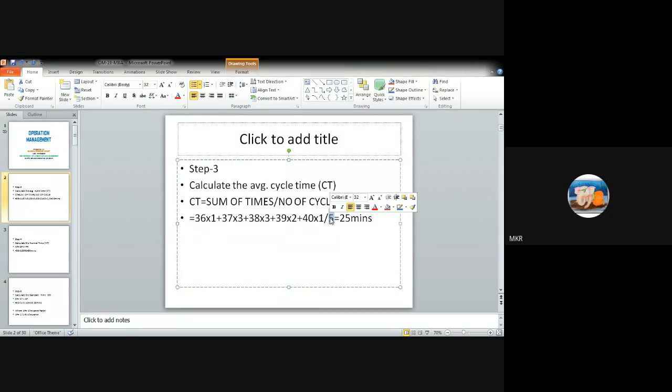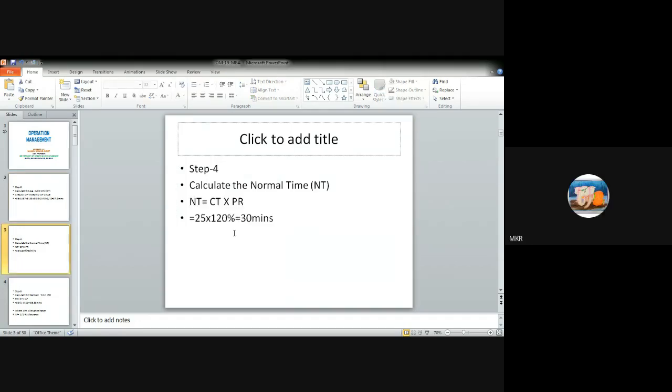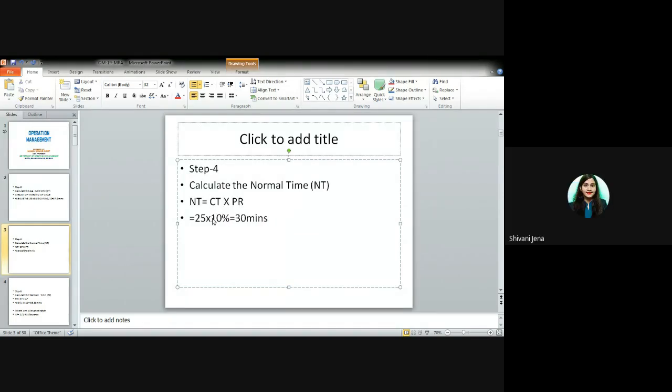Okay. What is the total number of observations here? Sir, 10. The answer is 37.9. In case of normal time, the rating is already given as 105%, so it is 39.79 minutes. Okay. Moving to the next one, calculating the standard time.